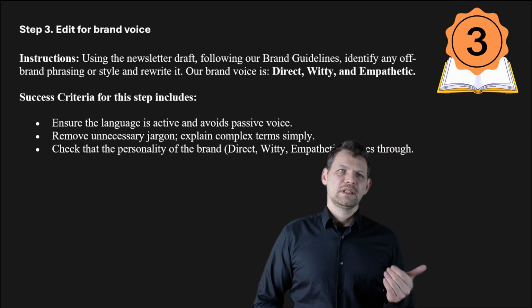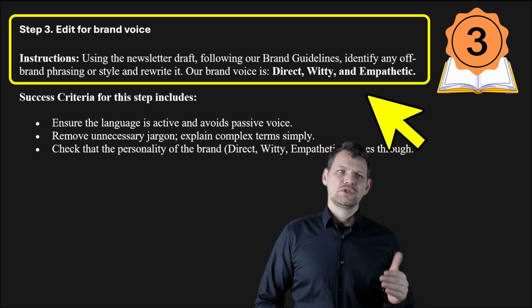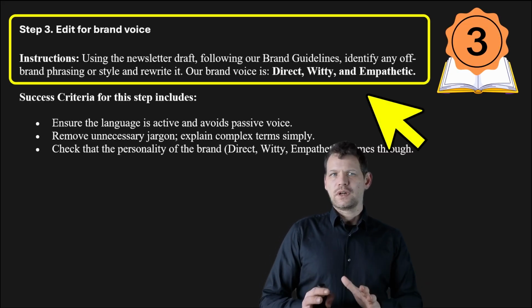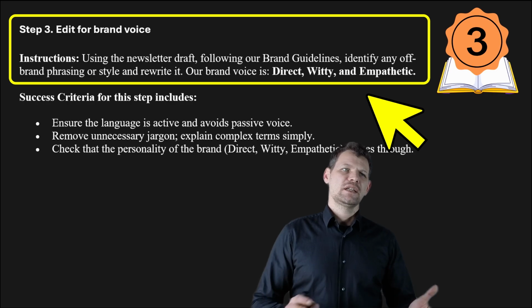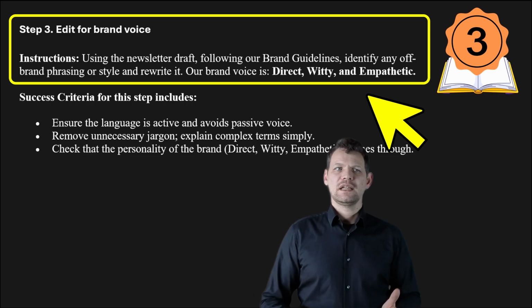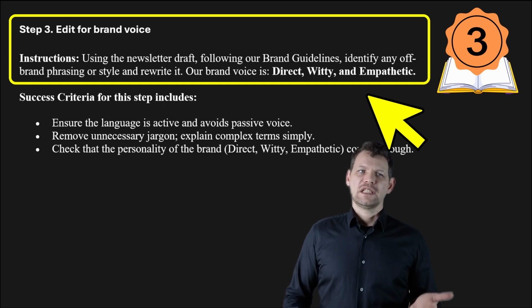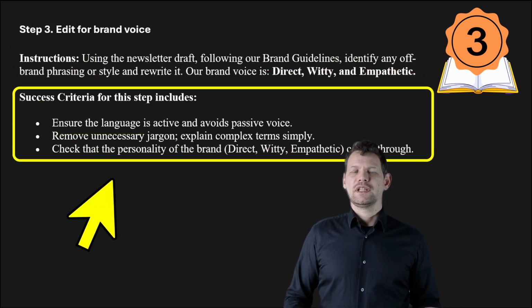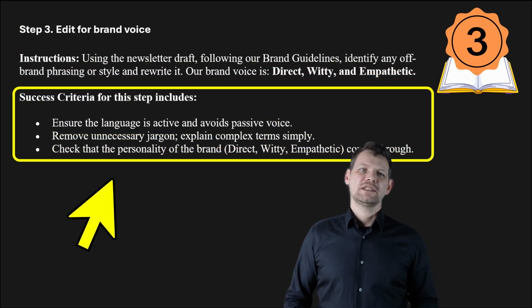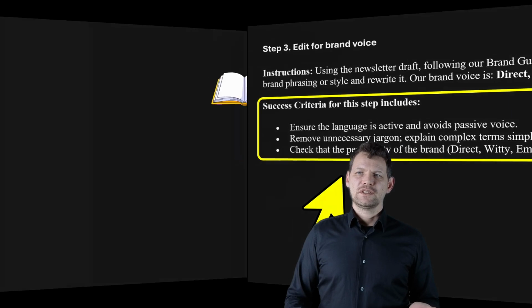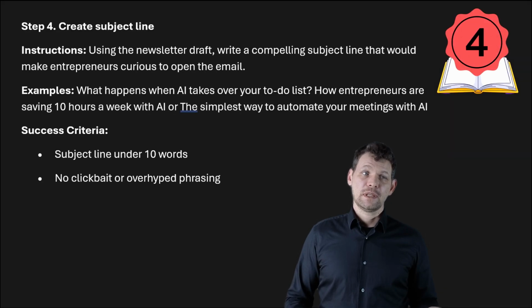Then step 3 is edit for brand voice. Using the newsletter draft, following our brand guidelines, identify any off-brand phrasing or style and rewrite it. Our brand voice is direct, witty, empathic. Success criteria for this step include: ensure the language is active and avoids passive voice, remove unnecessary jargon, and so on. And then we have step 4.